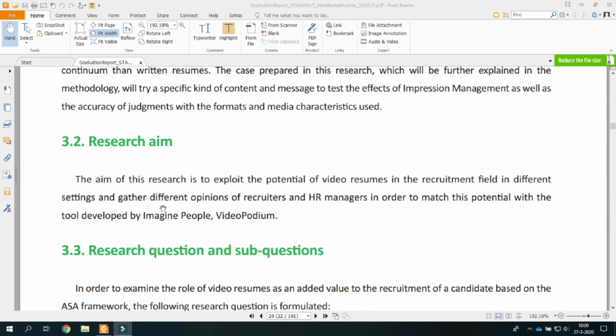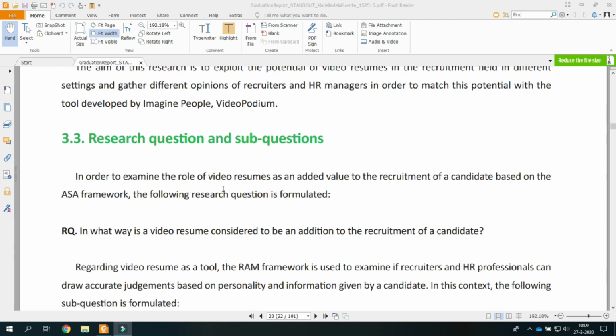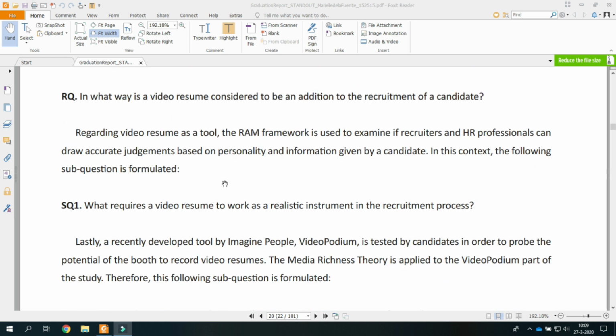Scroll down, then the research aim: to exploit the potential of video resumes in the recruitment field in different settings and gather different opinions of recruiters, HR managers, in order to match this potential with the tool developed by Imagine People, the video podium. So to make easy video resumes. And she's going back to her research questions, which were posted earlier, but now you can see that these research questions follow logically from the theoretical framework.